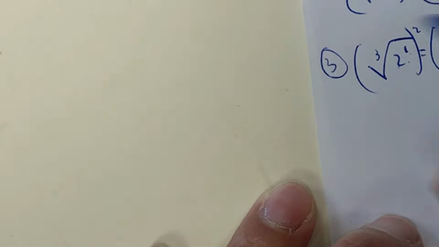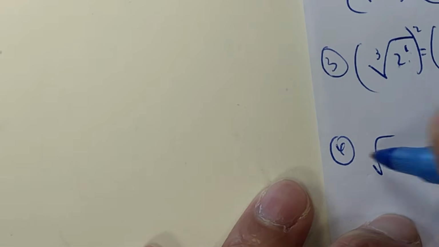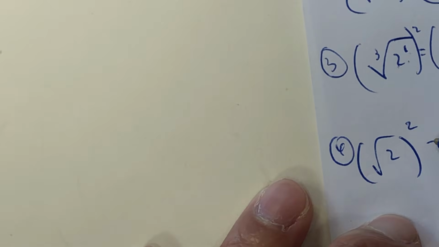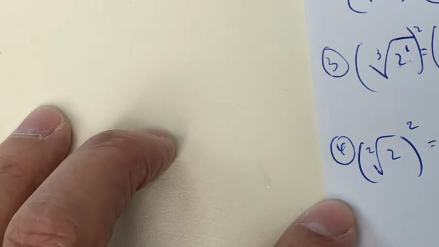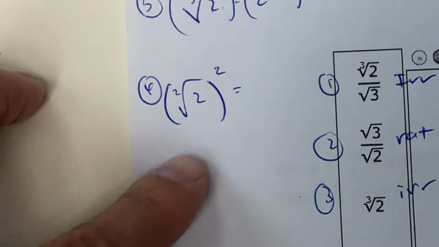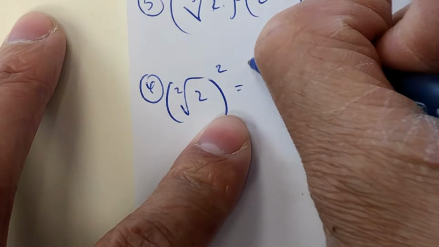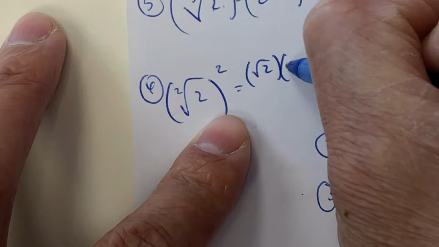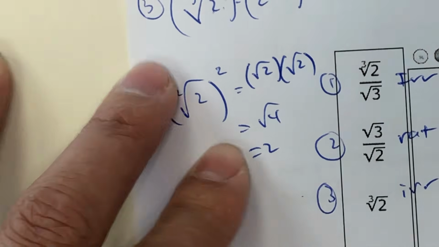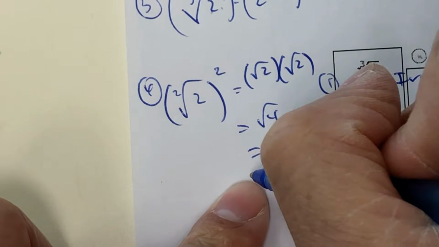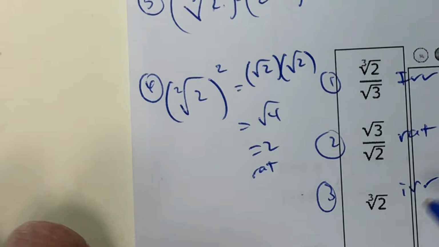Number 4, the square root of 2, and we're going to square that. Again, those who know the answer I already know is 2, right? These will cancel. But if you don't know that, just when in doubt, write it out. So square root of 2 times square root of 2. Don't have to make it super fancy. That's the square root of 4, which is 2. And that is a rational number.